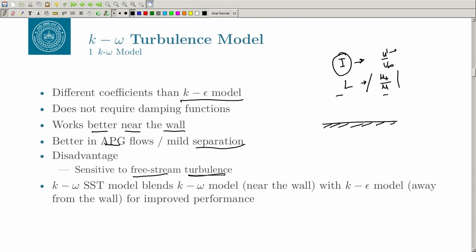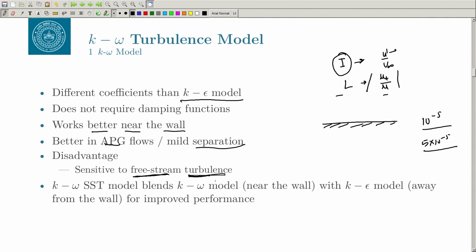Now, the problem with this particular model is that, let us say you do a simulation with a free stream turbulence intensity of around 10 power minus 5 and get certain results. Now you change it to something like 5 into 10 power minus 5, and there will be a drastic change in your results, in terms of, let us say, prediction of separation or the skin friction and other things. So this model was found to be very sensitive to the free stream turbulence.